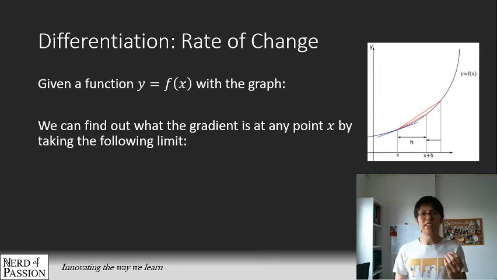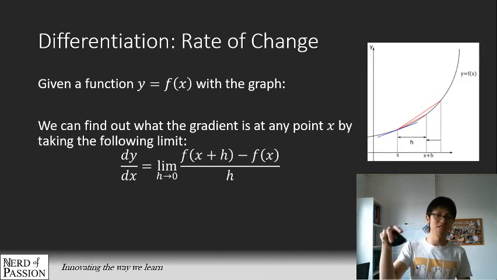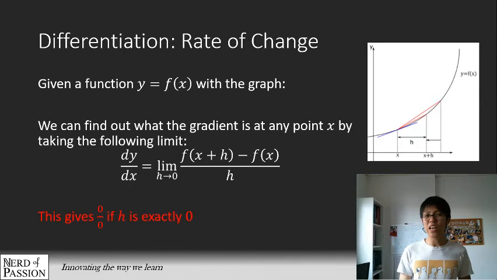Okay, so that is captured in the following limit. dy/dx, which is the gradient of the curve, and which we also call the gradient function, is given by the limit as h approaches 0 of rise over run: f(x plus h) minus f(x) at the top, and then at the bottom you divide by h. It's a very simple formula, and it's important to note that we cannot let h be exactly 0. When h is exactly 0, we get 0 divided by 0, which is undefined, and in mathematics we don't like to deal with undefined values.